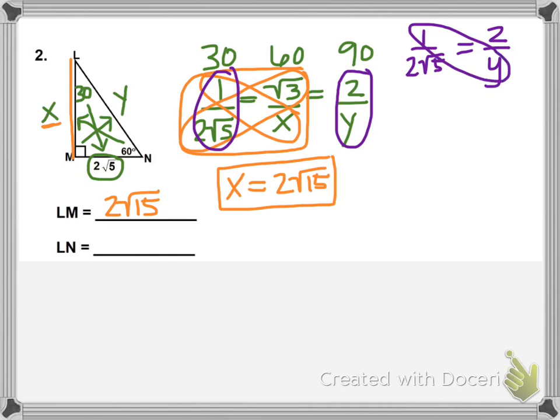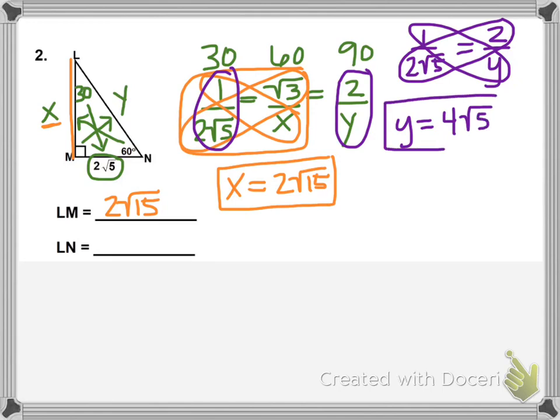1 times y is 1y, or y. 2 square roots of 5 times 2. The two outside numbers are the 2, so 2 times 2 is 4. The square root of 5 stays in. This also is already solved. So y equals 4 square roots of 5. So the hypotenuse LN has a length of 4 square roots of 5.